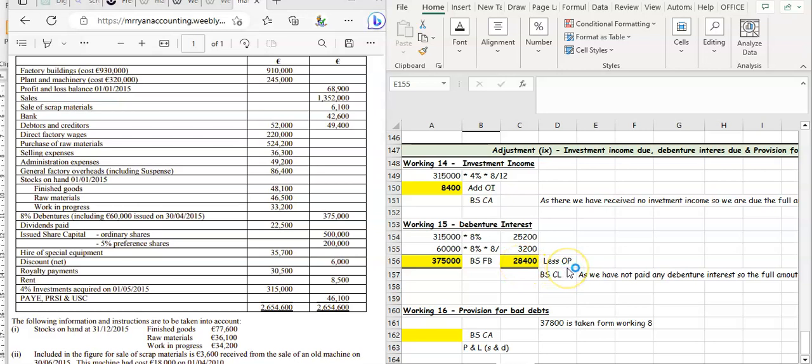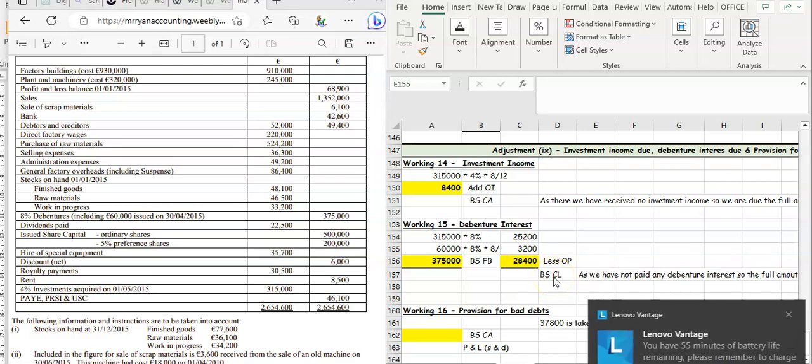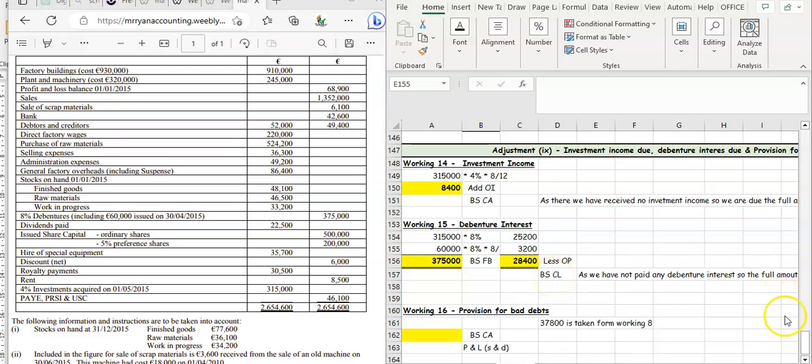That's going to be less in your operating profit. And because we haven't paid any debenture interest so far, that's also going to be the figure that we need to pay. That's your debenture interest due figure that goes into your balance sheet as a current liability or creditors due within 1 year. And then remember, your 375,000, that's your debenture interest that goes into your balance sheet as part of your finance buy. And that's the second part of working 9 for Rhine Limited for Manufacturing Account 2016.